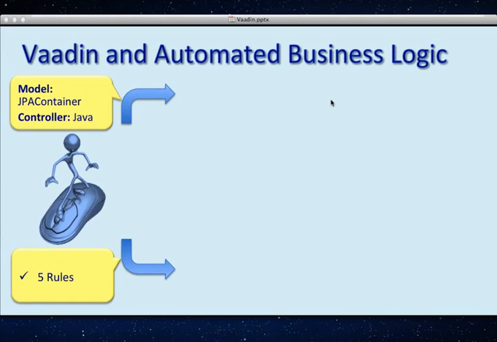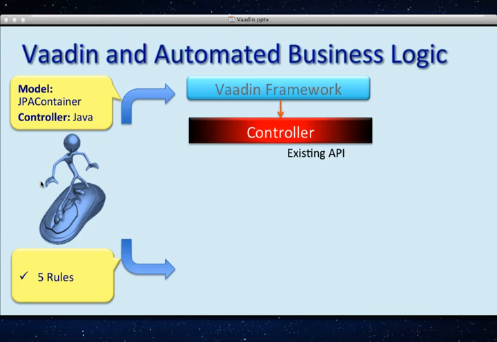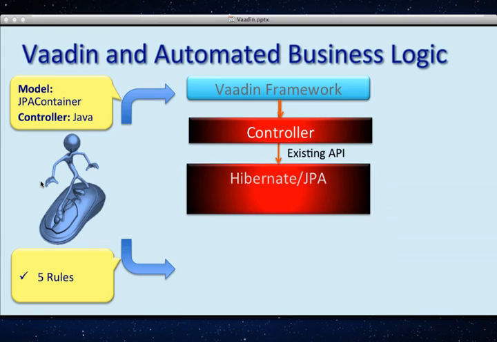So let's have a quick look at the architecture by which those rules are actually executed. As the developer, again, you do two things that we quickly looked at. You define a Vaadin application with the model and the controller, and you define the rules that we just looked at. When the application runs, the Vaadin framework calls your controller on button clicks and form starts and so forth, and your controller uses existing JPA APIs, in this case the JPA container, which issues these APIs to Hibernate, in particular the JPA version of Hibernate.